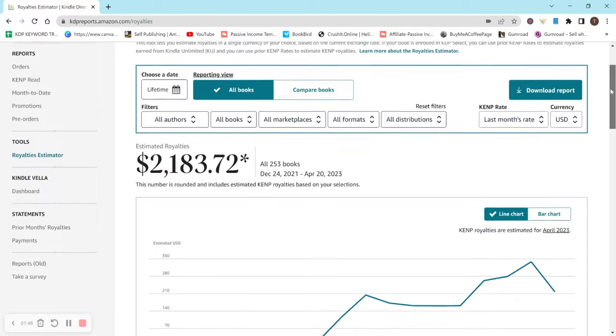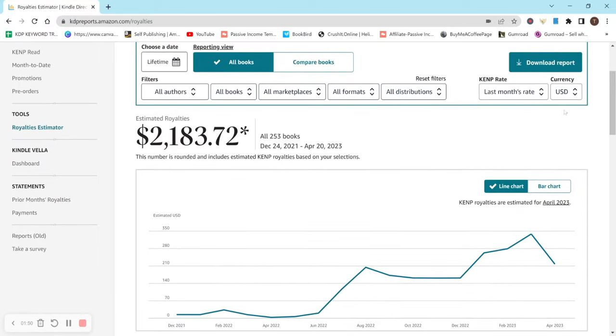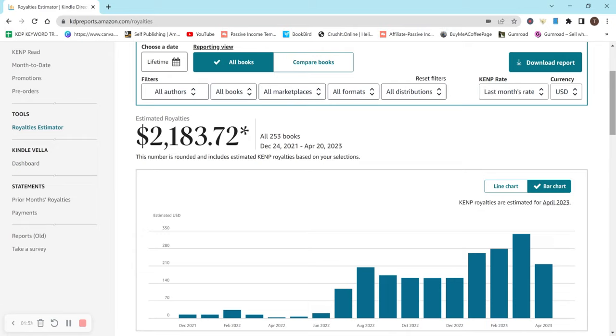So getting to my current lifetime earnings with KDP, I've made $2,183.72. Now, this is all my net income, or my gross income. This isn't my actual profit, because it doesn't include paying for Canva, paying for my courses, and I've spent a total of probably $10 or so on ads. So it doesn't include that either.